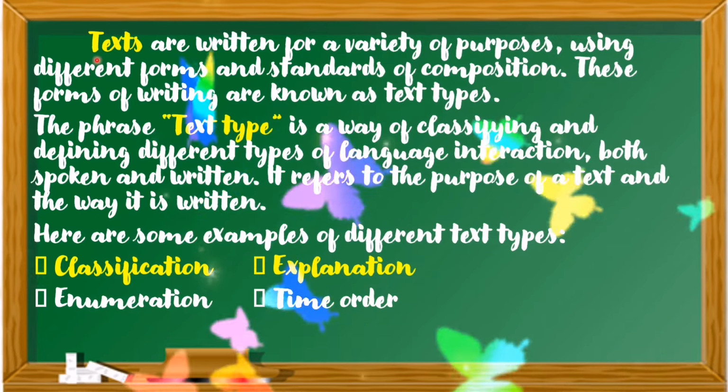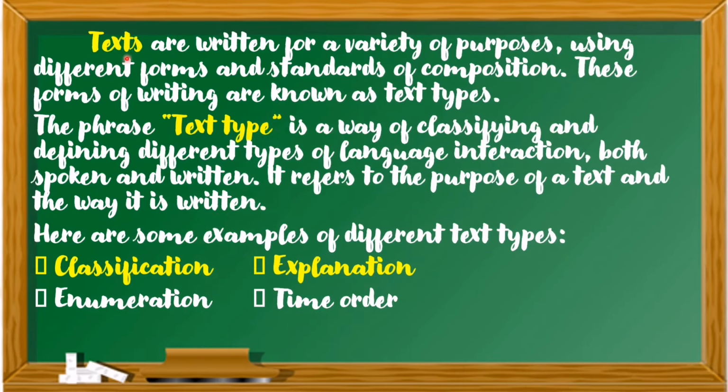So what are texts? Texts are written for a variety of purposes using different forms and standards of composition. These forms of writing are known as text types. The phrase text type is a way of classifying and defining different types of language interaction, both spoken and written. It refers to the purpose of a text and the way it is written.